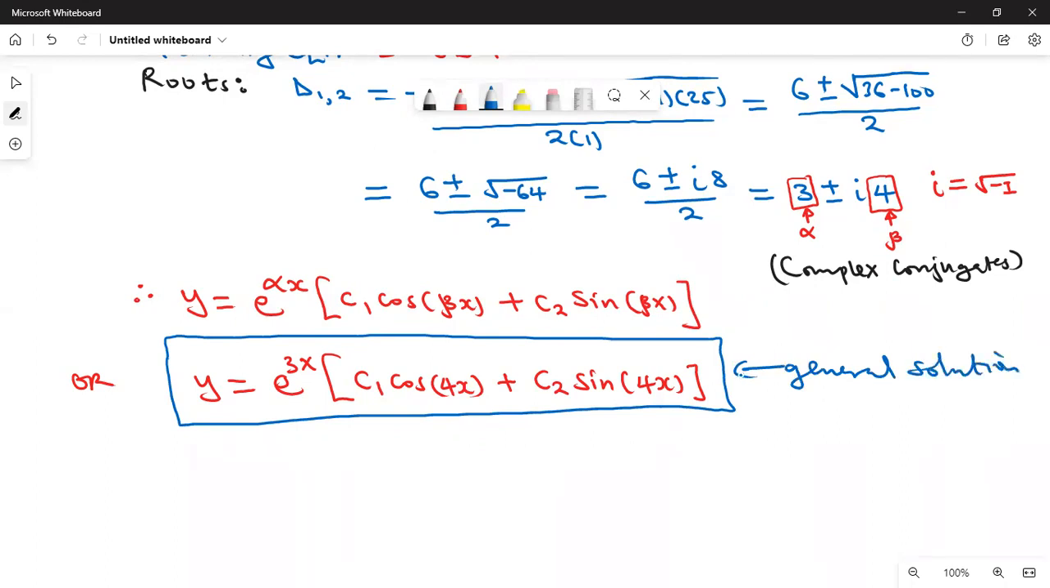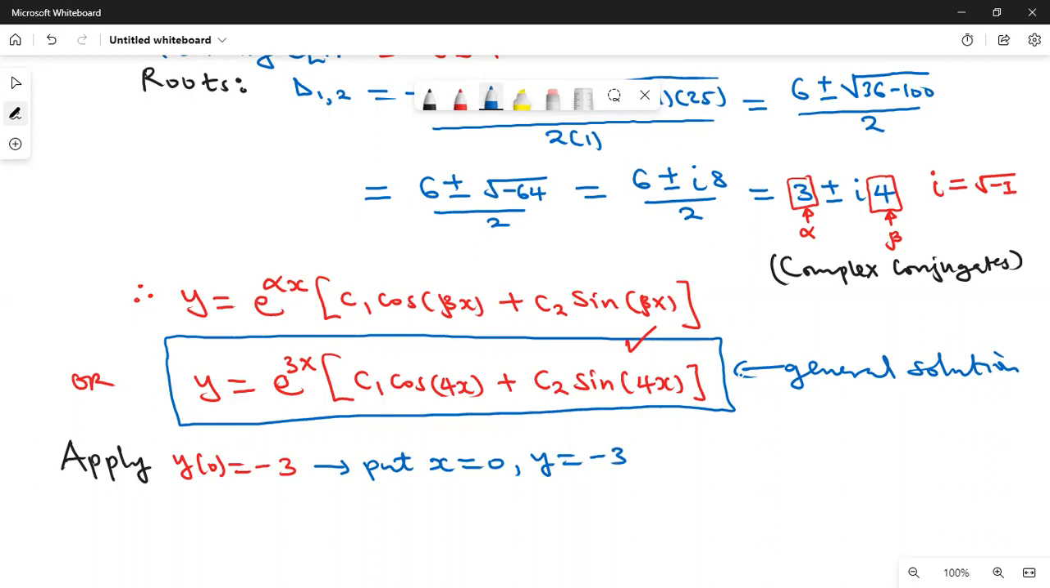Now, you see we are given some conditions to apply, the initial conditions. To get the particular solution, let's apply the initial conditions. First of all, let's start with the first one. We are told that y at 0 is equal to -3. So I'm going to apply it in this equation: put x equal to 0 and y equal to -3.